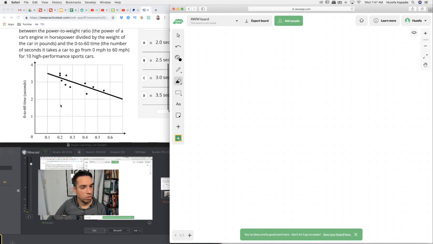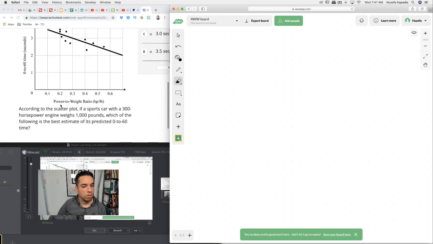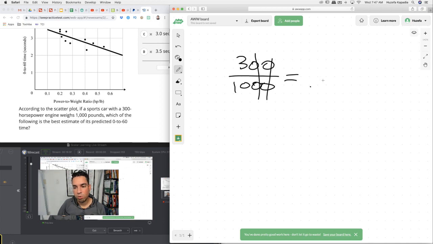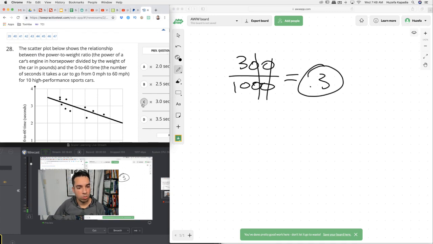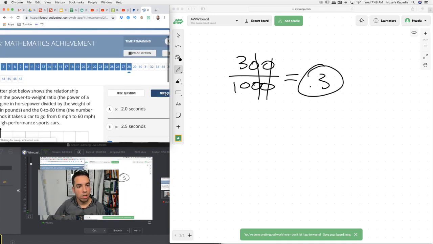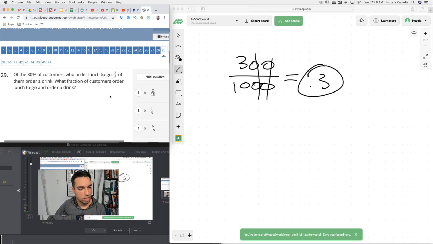power of the car's engine, horsepower divided by weight. So horsepower, 300 divided by weight, which is 1,000. This is a ratio of 3/10, which is 0.3. It's the best estimate of its predicted 0 to 60 time. So we take 0.3, and it's right there, 3 seconds. So this is just a complicated one in terms of deciphering all the information and then applying it to the graph. But once you do that, it's easy.